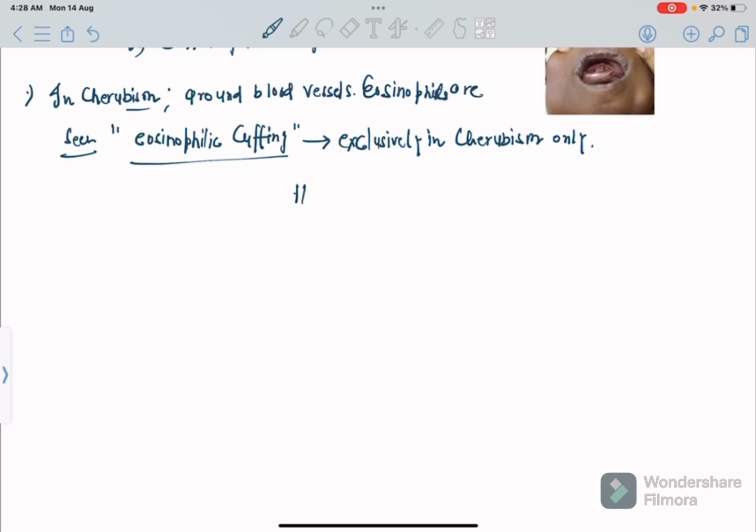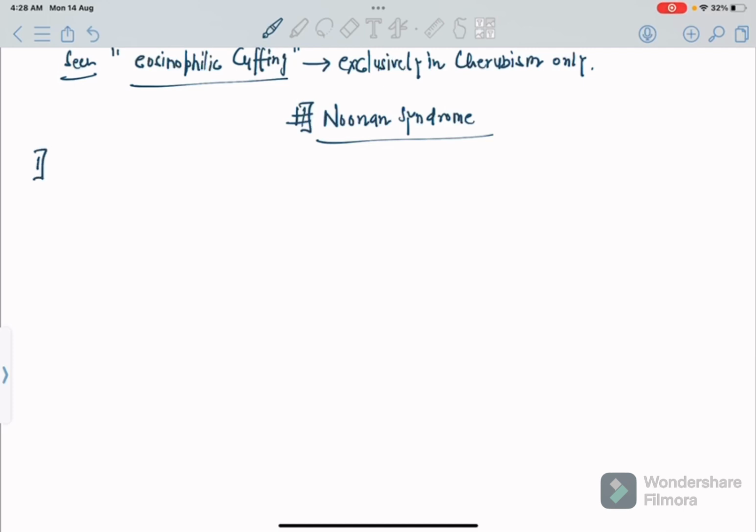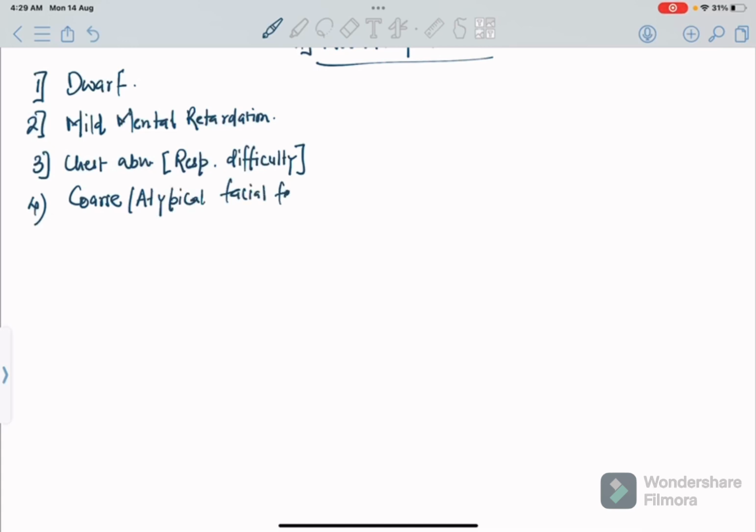Okay, and there is a syndrome which is known as Noonan syndrome, which is associated with cherubism. So the features of Noonan syndrome are the patient is dwarf, there will be mild mental retardation, there will be chest abnormality, right? So respiration will be difficult for the patient. So respiratory difficulty will be there. Then we have coarse or atypical facial features and webbed neck.